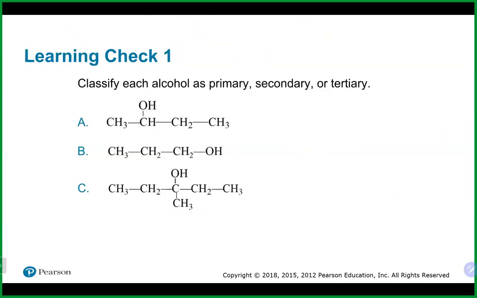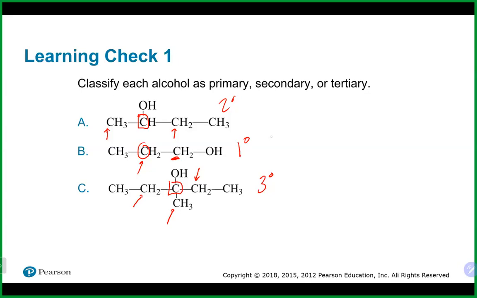So here, if we looked at this one, we would look at this carbon. It is directly attached to that carbon and that carbon, which means this should be a secondary alcohol. This is the carbon that's directly attached to the OH group and is directly attached only to that carbon, which means this would be a primary. This is the carbon that is attached to the OH group, and it is attached to one carbon there, two carbons there, and three carbons there, which would be our tertiary alcohol in that case.